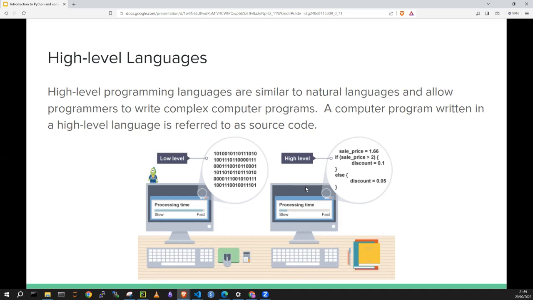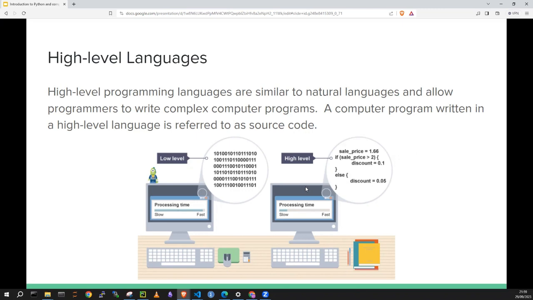Let's move on. So in the image below, you can see that there's a low-level language, which is just ones and zeros that the computer understands. And then you now see on the right, you have a high-level language. As you can see, sale price is English. I can understand that sale price equals 1.6. And it says if, okay, what if the sale price is greater than 2, right? That's still understandable and human readable, right? You give a discount that is 0.1 or 10%. If it's not, the discount is 5%.